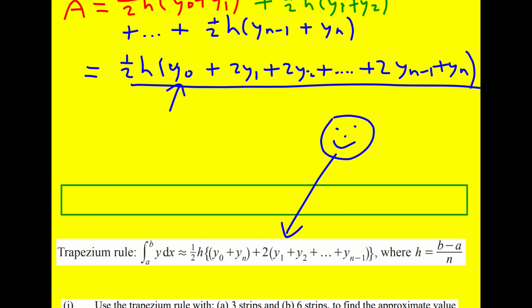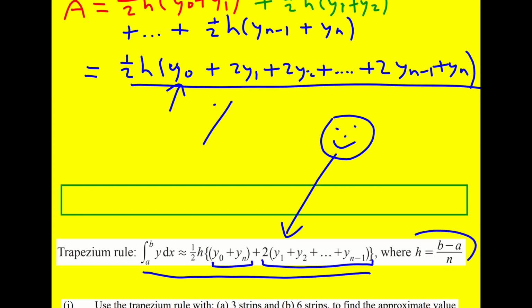So actually, this is how it's written in the formula book. They group all of the ones that are multiplied by 2 together, and then they leave the two endpoints by themselves. It's exactly the same as what I've done, just a slight rearrangement, and they give you the h as well.